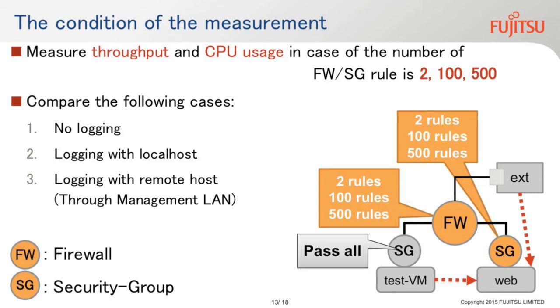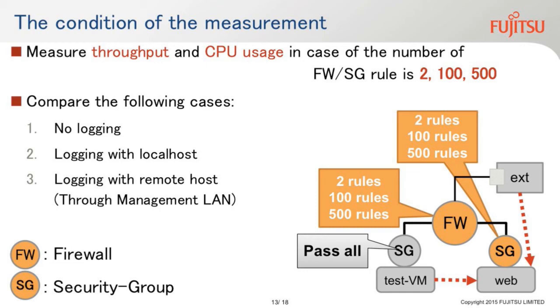After creating the test environment, we prepare the conditions for the measurement. We will measure the throughput and CPU usage as the number of firewall and security group rules increases, from 1 rule to 100, and from 2 rules to 100 and to 500. And then we compare the following cases: no logging; logging enabled but just storing the log on the local host; and logging enabled and transferring the log to the dedicated server through the management lane.